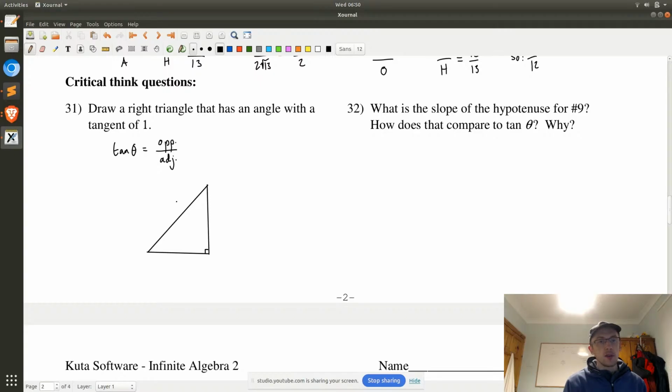Okay, so theta is 45 degrees. That's how this happens. And opposite and adjacent have the same length. That's how you get the tangent of theta equal to 1.